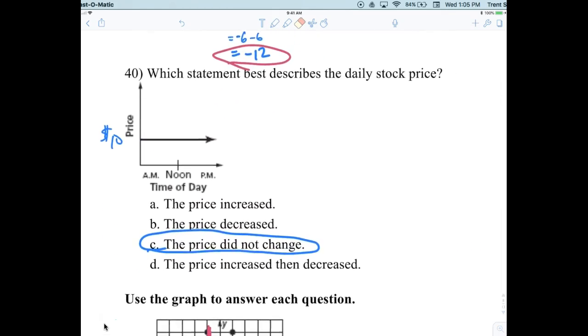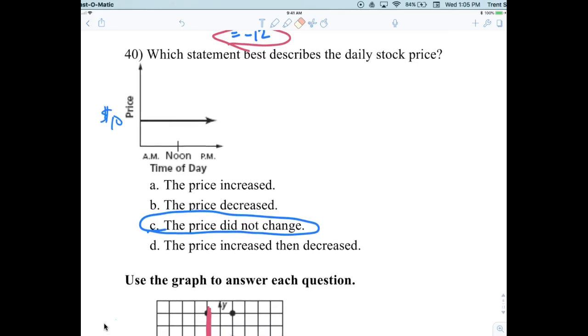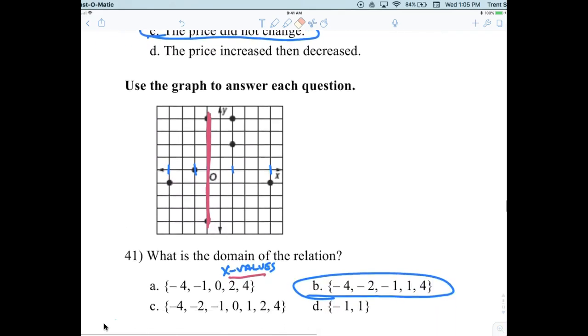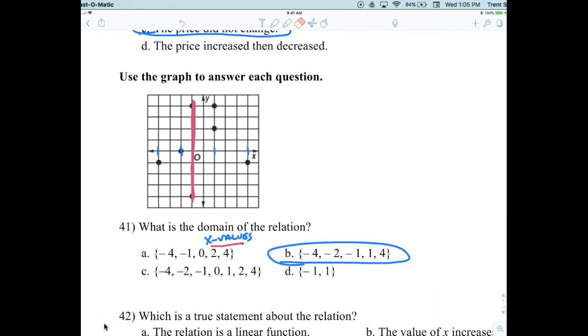I thought 40 was pretty obvious, correct? Any problem with that being C? Now don't forget, the domain just means the what? Domain are the x values, and the range is the what? Y values. X and Y.